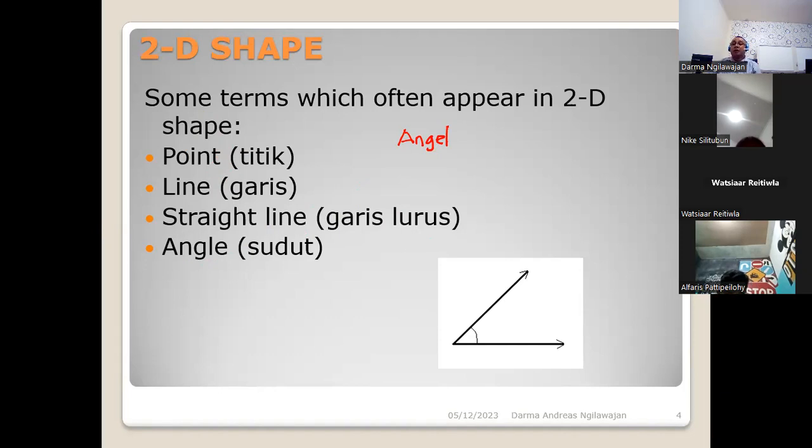So I hope all of you can memorize these terms. Point is titik in bahasa, line is garis, straight line is garis lurus, and then angle is sudut. Okay, let's continue.